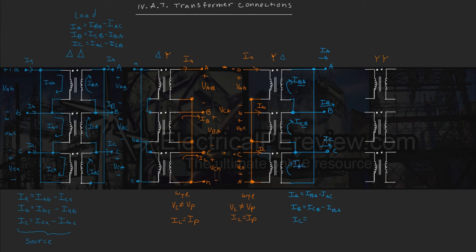Last, load line current C is going to equal our phase current IAC entering our node minus our phase current CB leaving the node. So load line current IC is going to equal IAC entering minus ICB leaving. And if we look up here, they're exactly the same, so we know our math is right. This is for our load currents.